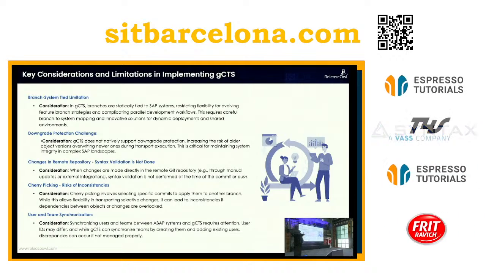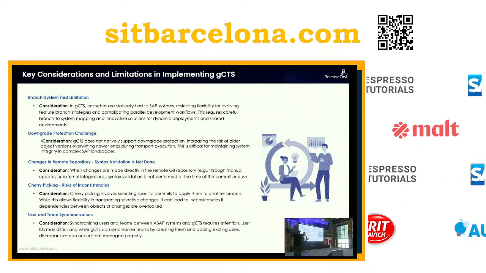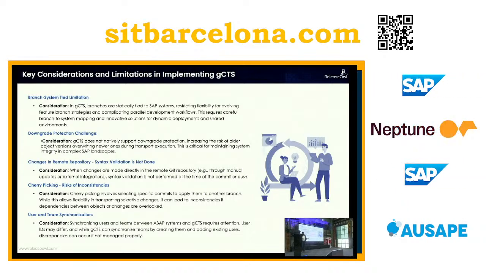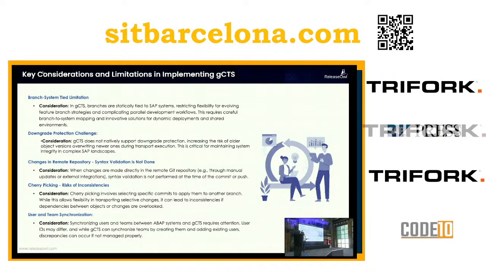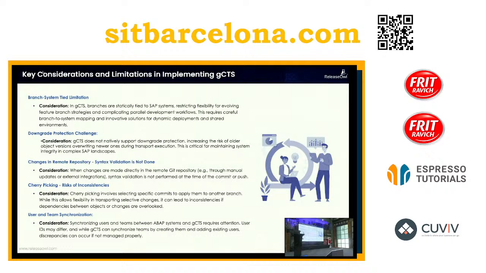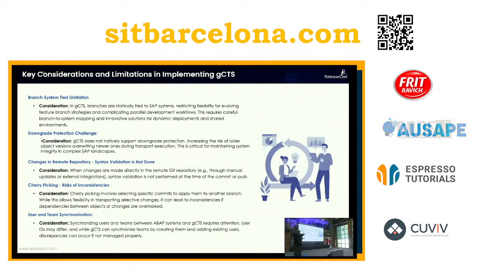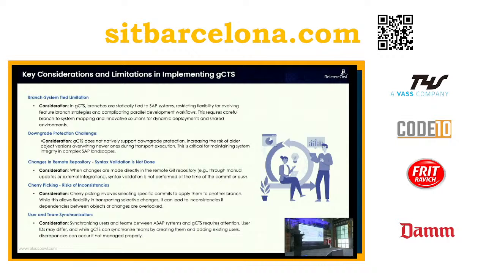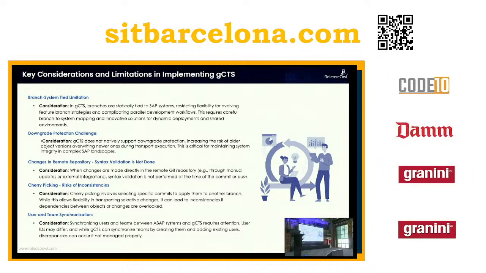Then syntax validation. If somebody directly goes and makes changes in Git, it is very hard to verify whether that change is working or not, because in Git you don't have the capability to validate syntax for your SAP. Cherry picking is the only way that gCTS can work, but you need to be careful in maintaining dependencies and ensure that all the commits are correctly brought in when you are merging and deploying.